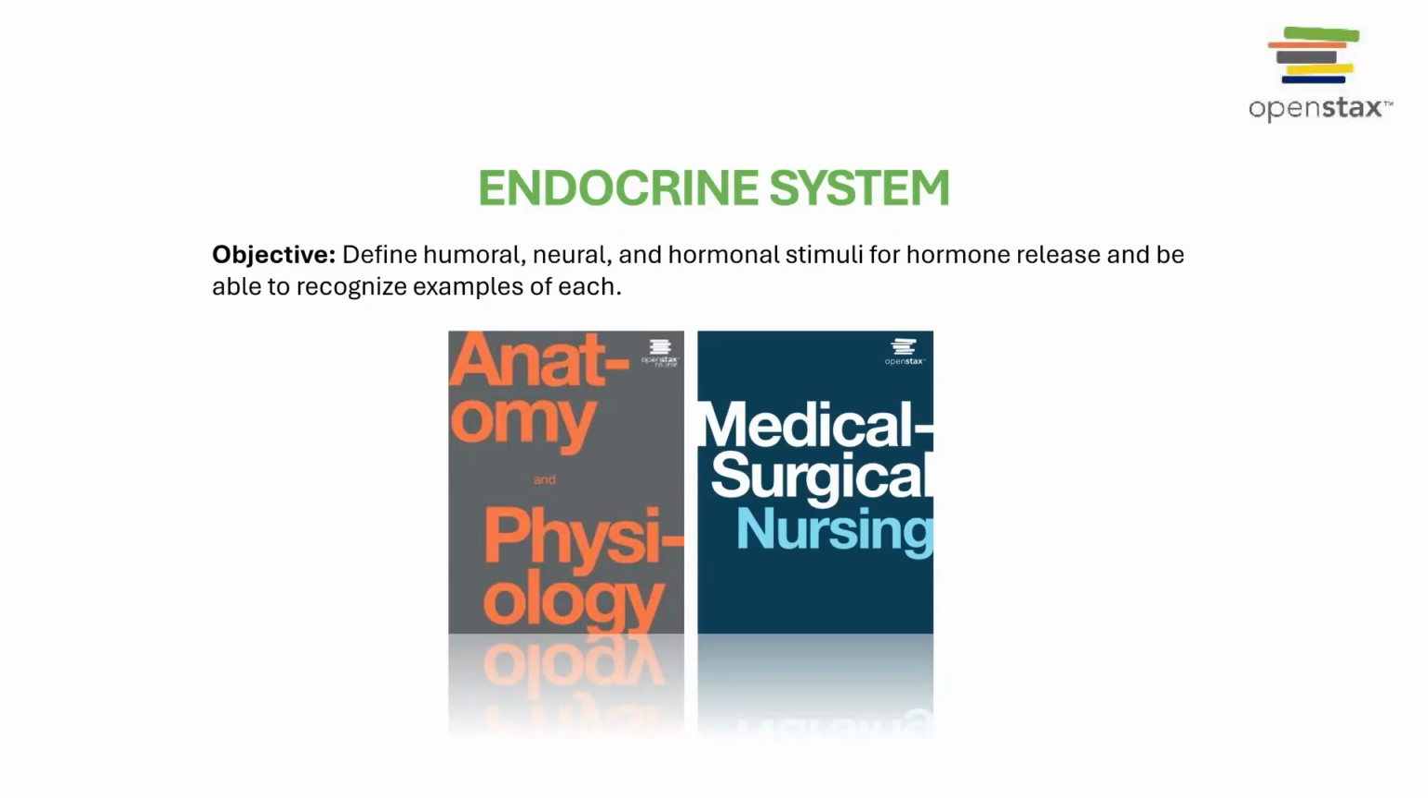In this video, you will learn about the three major mechanisms that control hormone release. These mechanisms are humoral, neural, and hormonal stimulation. Humoral release mechanisms involve changes in the concentration of a substance called a solute in the blood or extracellular fluid. Importantly, the solute itself is not a hormone.